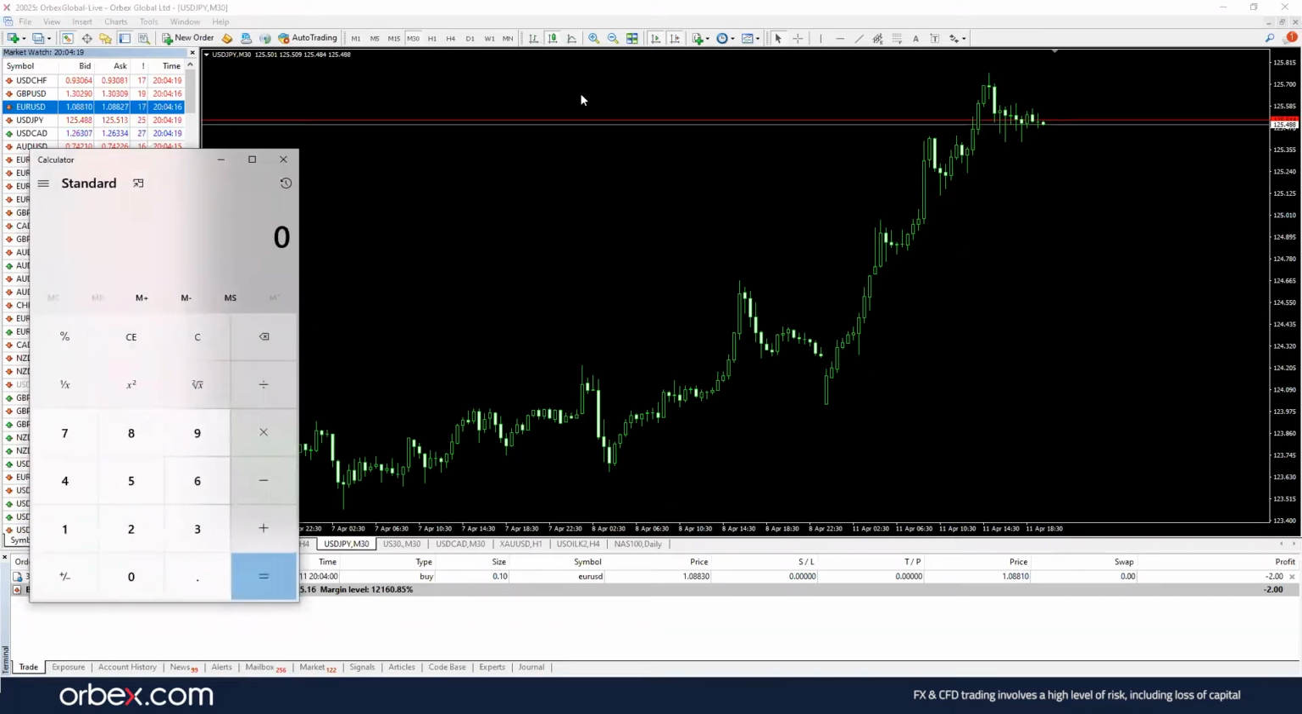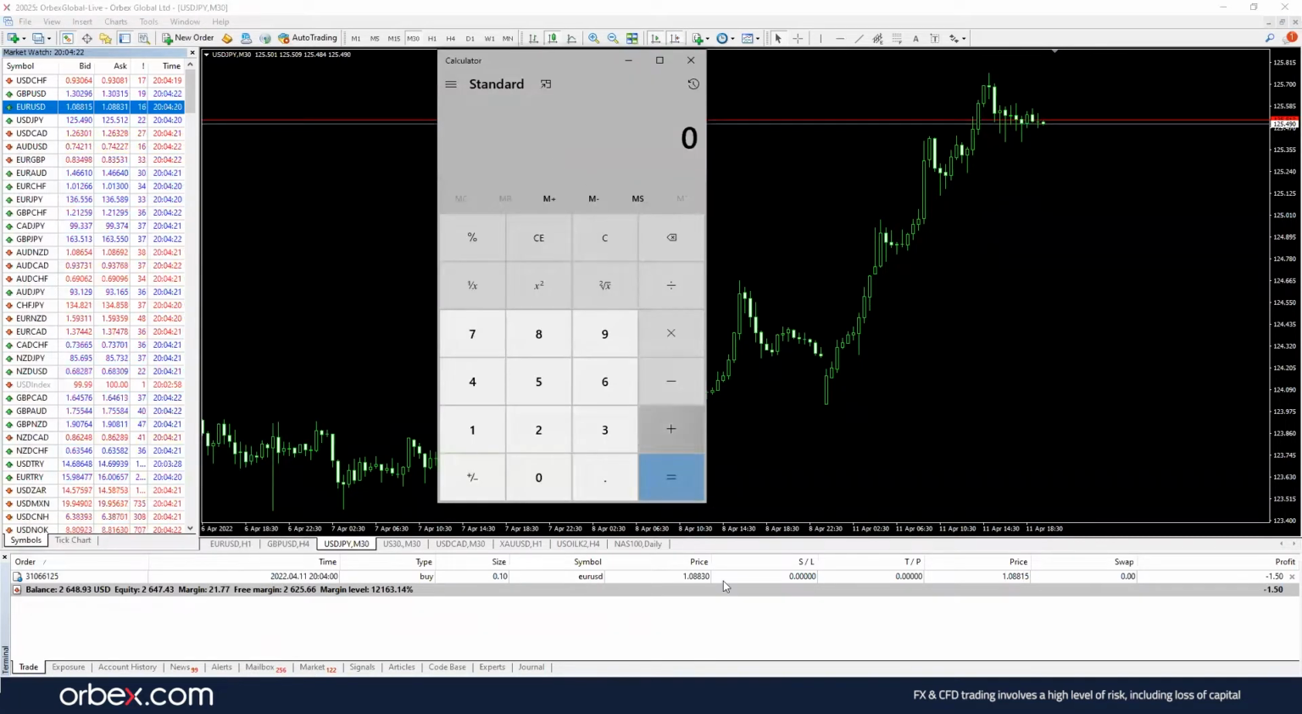So if we get the trusty calculator out, what I'm going to do is put the price in: 1.08830. Multiply that by 10,000 because I've got a 0.10 lot position open. And then we're going to divide that by the leverage, which is 500. So 21.766, and it's just rounded up to 21.77. So obviously we're just going to take the last two digits after the decimal point. It's been rounded up. So this is how we calculate the margin.